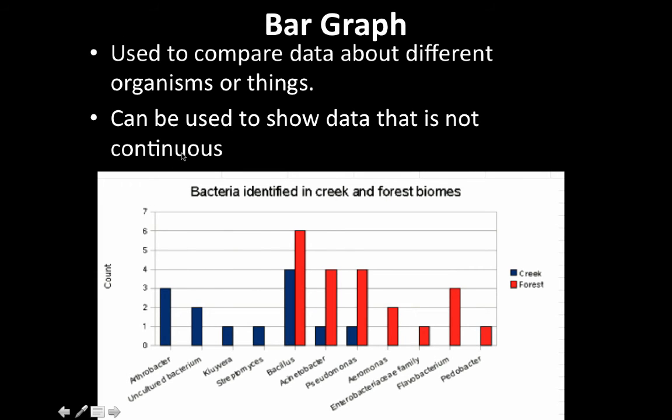Bar graph is used to compare data about two different organisms or things. It can be used to show data that is not continuous. Non-continuous data is important. These are distinct groups usually, and groups is the first thing that I would look for if you have a bar graph that's appropriate. So in this case, they have these different species of bacteria down here. They're all distinct separate groups. There's no logical flow from start to finish here. There's no way to put it so that a line graph would be appropriate in this case.